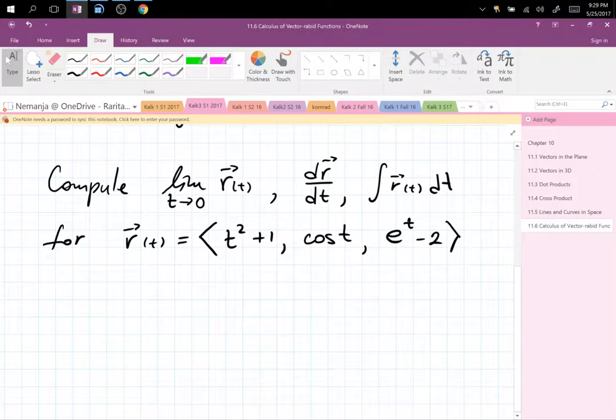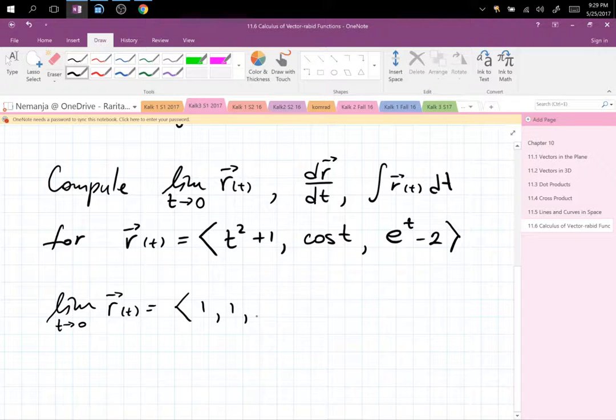We start with the limit. So, the limit of vector r is going to be individual limits of each one of the functions. So the first one will return 1, the second one will also return 1, and the third one will return -1. Very good. So it is a vector 1, 1, -1. Now that points towards the point 1, 1, -1.